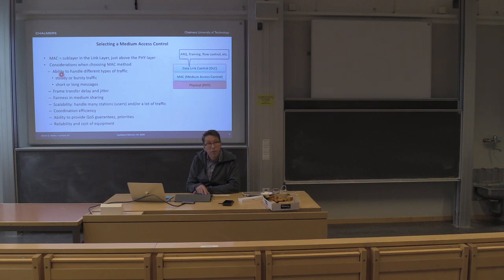Well, we want to have the ability to handle the traffic, and there are different types of data traffic. It could be steady or bursty traffic. It could be short or long messages. So whatever data comes from the data link layer down to the MAC control, it could be bursty, steady, long packets, short packets, right? So of course our MAC layer should be able to handle that type of traffic. Different MAC layers have different advantages when it comes to this. Some of them are very good at handling just fixed packet lengths, and some of them are more flexible.